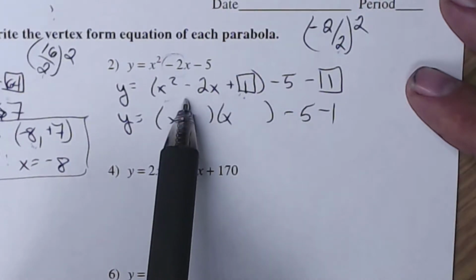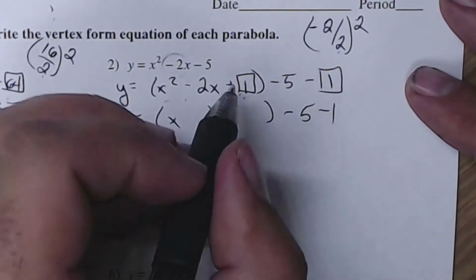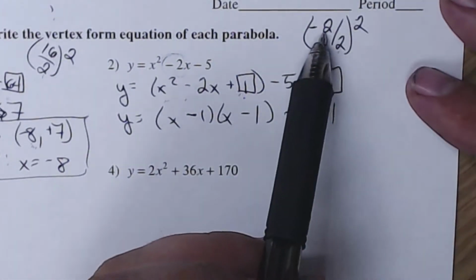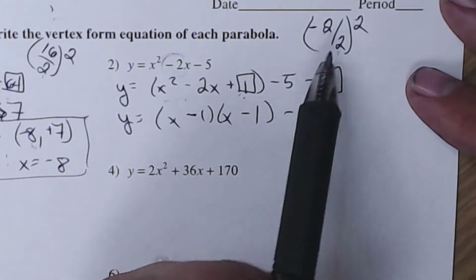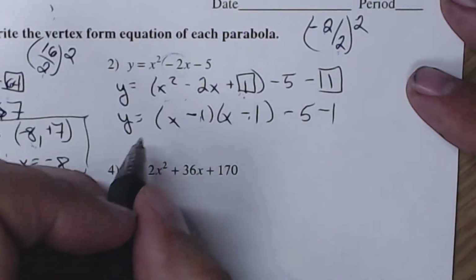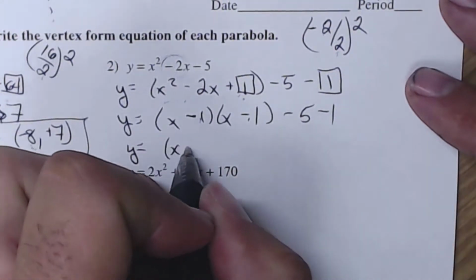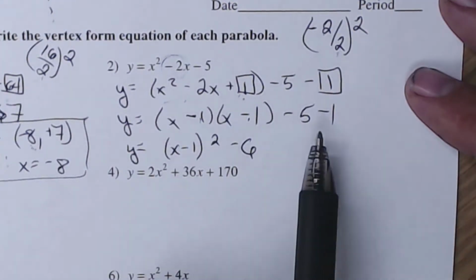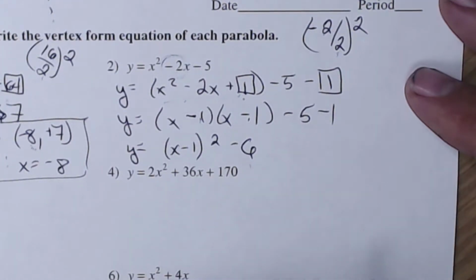Multiplies to get 1, adds to get a negative 2. That's going to be a negative 1. But again, it still holds true. What was my middle term divided by 2? Negative 1. That's how it factored. Hopefully you pick up on that trend. That can save you some time in the future. And then the minus 5 minus 1 more is the negative 6.